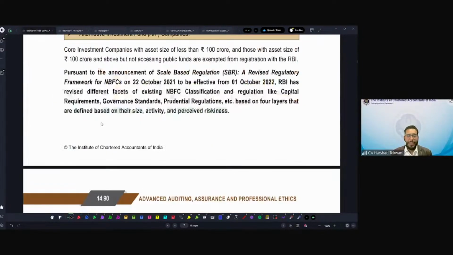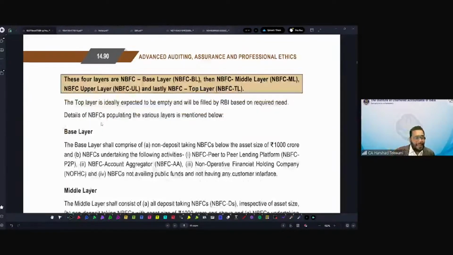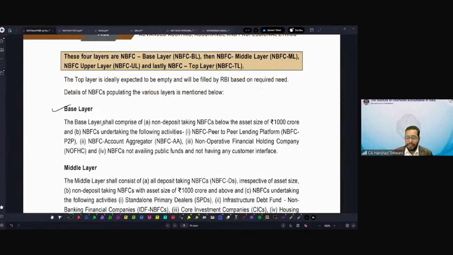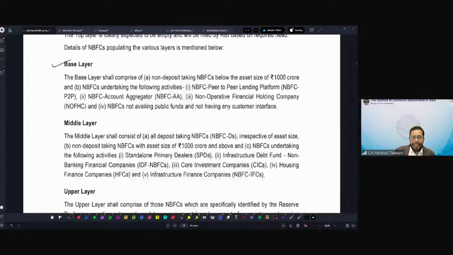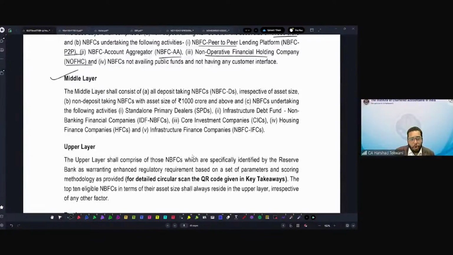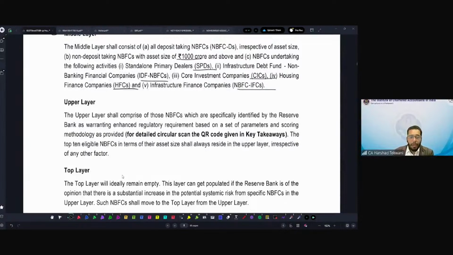Now, coming to the scale based regulations, we discussed the base layer, containing some NBFCs with asset size below 1000 crore: P2P, NOF, HC, AA. Then we discussed the middle layer, more than 1000 crore: your SPD, IDF, HFCs, IFCs, CICs. Then we discussed the upper layer, which is based on scoring.